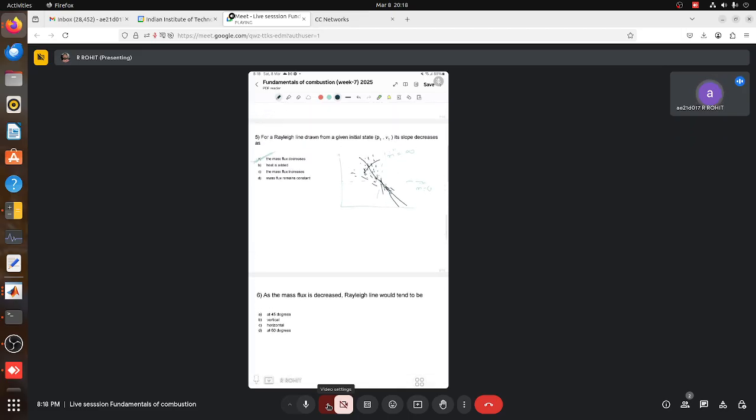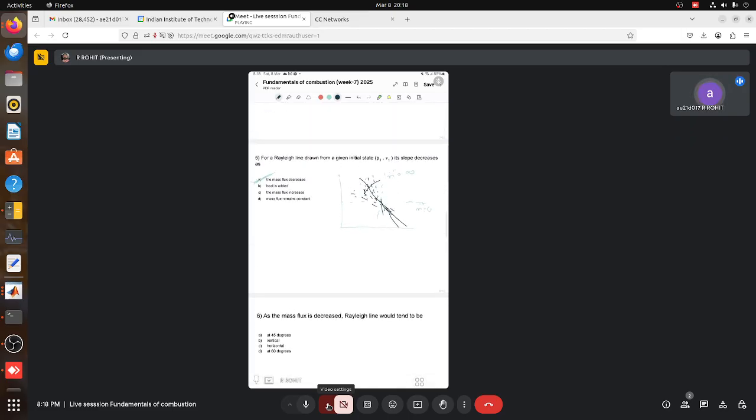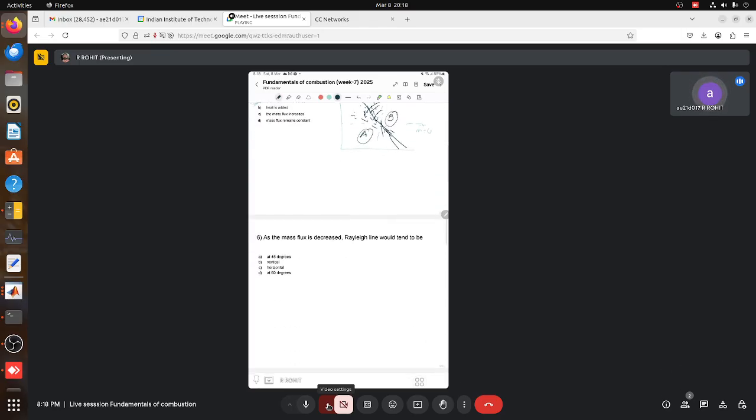As discussed, in the earlier part I have shown how, when your mass flux is decreasing, you go from infinity to zero. So your A and B are inaccessible regions. So the question was, as the mass flux is decreased, the Rayleigh line would tend to be at 45 degrees, vertical, horizontal, or at 60 degrees.